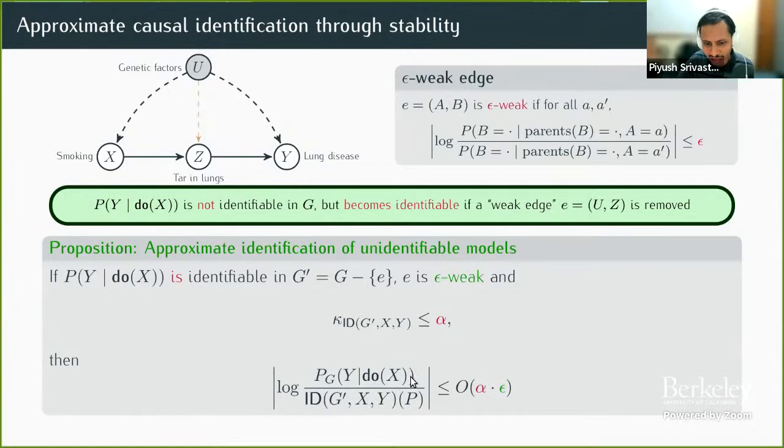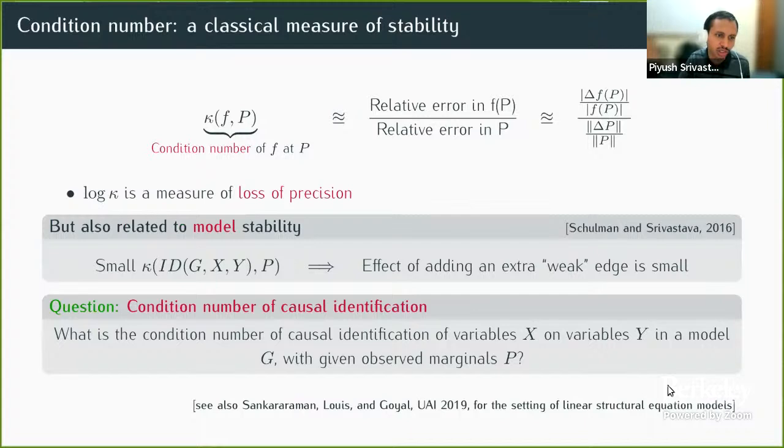Now, at this point, you should be suspicious. Like I said, in G, this Y given do X is not even identifiable. So what does this even mean? Well, it is not identifiable, but it has a definition: if you knew the full graph with the hidden variables, this value exists. And what this is saying is that no matter what the hidden variables are doing, if this weakness assumption is correct, then all the possible values of this P of Y given do X will be close to the value that you get by computing on this. So that means that small condition numbers are good, not just from the point of view of numerical stability, but also from the point of view of model stability.